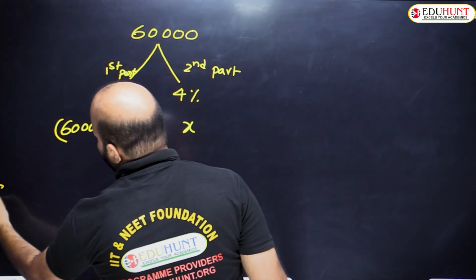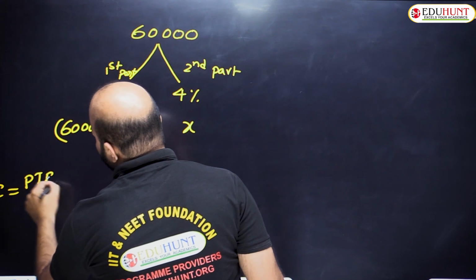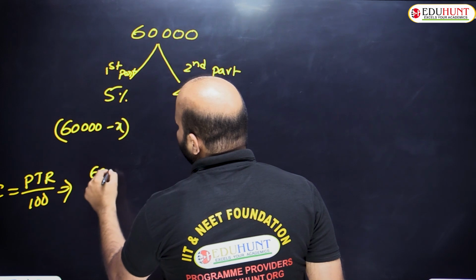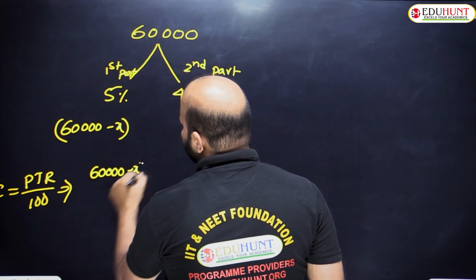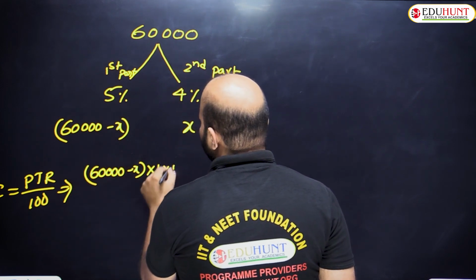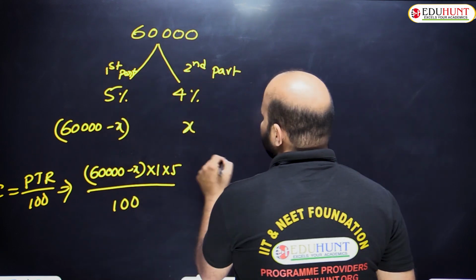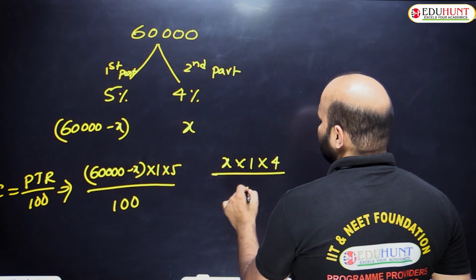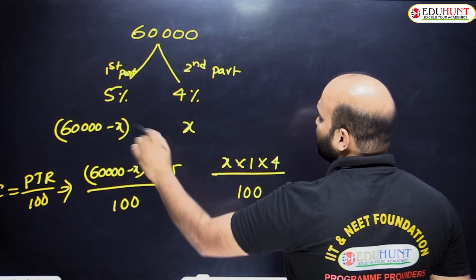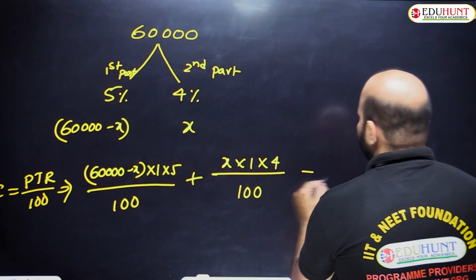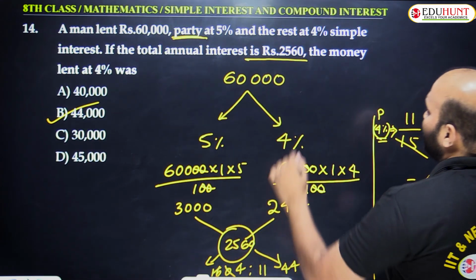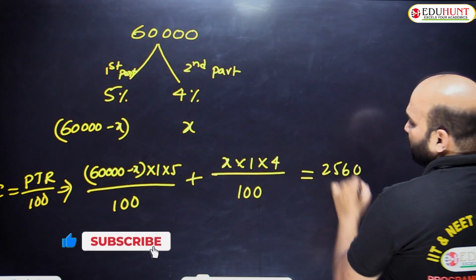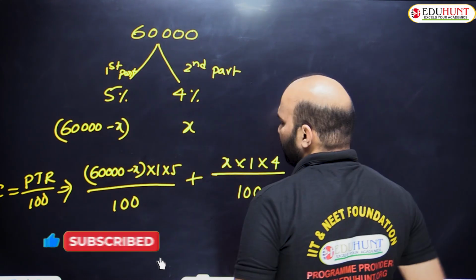So finally, what is the formula? Simple interest equals PTR by 100. Clearly, in the first part, 60,000 minus X is the principal, time 1 year, rate of interest 5%, whole by 100. In the second part, X is the principal, 1 is the time, so 4% is the rate of interest, total by 100. So how much is the total received? First part and second part interest all together, already given, will become 2,560. Am I clear? So first we have to focus.